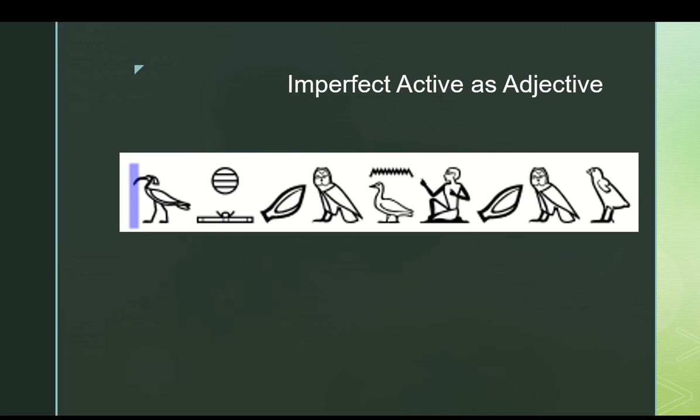Here is an imperfect active as an adjective. Ak sejm en sa sejmu. So the translation Hope gives, listening is good for a son who listens or for an obedient son. So let's break down the grammar here. So ach is our predicate adjective. It's an adjective, means good, not as common as nefer, what we've been learning, but it means good.